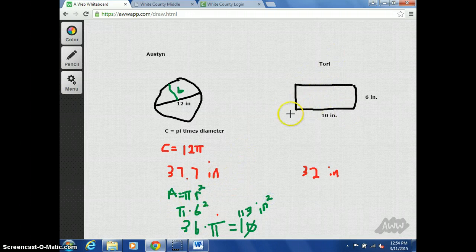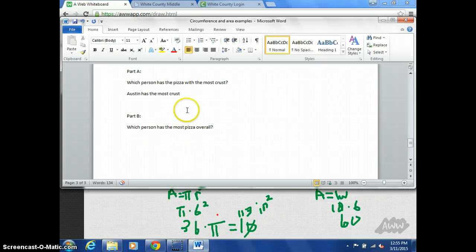Now, can I find an area of a rectangle too? Yeah, let's find the area. What's the formula for area of a rectangle? Length times width, or base times height. Either of those would be fine. I'll put L and W since that's what you said. What's the length? 10. What's the width? 6. It looks like a 16, it should be a 10. Sorry, let's fix that. And 10 times 6 is 60 square inches. So who has the most pizza overall? The circle, Austin. Austin does by a long shot, right?